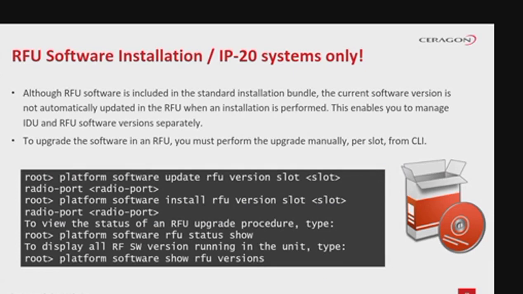To start, note that although the RFU software is included in the standard installation bundle, the current software version is not automatically updated in the RFU when an installation is performed. This enables you to manage the IDU and the RFU software version separately. To upgrade the software in an RFU, you must perform the upgrade manually, per slot, only from CLI. Feel free to stop the player here for a closer look on the list of commands you need to perform.